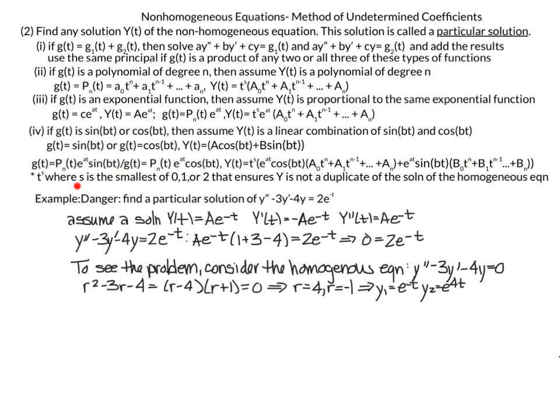This is our last example where we explain this little asterisk here that goes with this formula here. And there's a danger. So we want to find a particular solution, again, same left-hand side, y double prime minus 3y prime minus 4y is equal to 2e to the minus t.